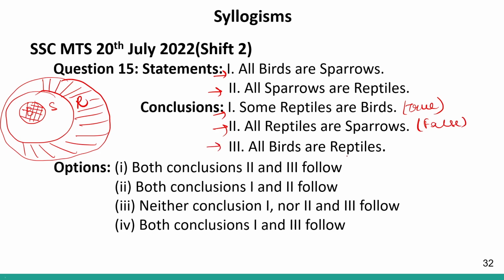Third one is all birds are reptiles. Definitely. This is also correct because all birds are inside sparrow, and sparrow is inside reptiles, so all birds will be reptiles. So this will be true. So I can say that both conclusion 1 and 3 will follow, but conclusion 2 will not follow.